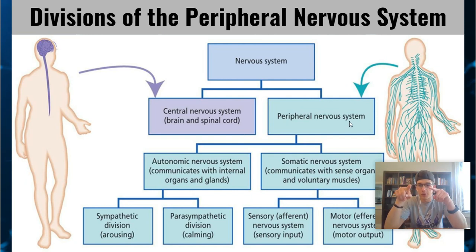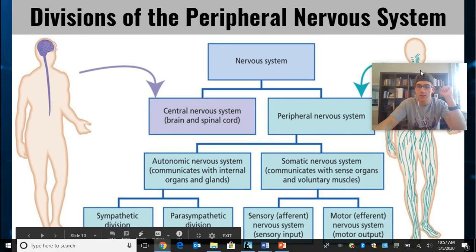And then the peripheral nervous system gets broken down into autonomic, which are automatic behaviors that occur in our organs and glands, as you see there. So the autonomic nervous system will tell your heart to beat, will tell your stomach to digest, all that stuff. And then somatic nervous system communicates with sensory organs and voluntary muscles.